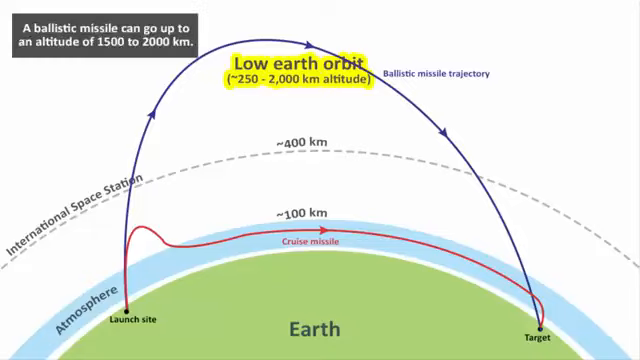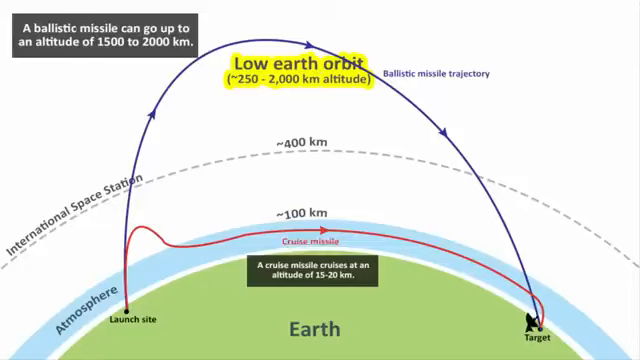A ballistic missile can go up to an altitude of 1500 to 2000 kilometers, which is in the lower Earth orbit. This altitude depends on how far your target is. Based on that, a certain altitude will be needed. On the other hand, a cruise missile can go up to an altitude of a few hundred kilometers or even less. It again has to come down to a low altitude to cruise in the air before hitting the target. Now, ballistic missiles don't have an option of cruising. The International Space Station is located at an altitude of around 400 kilometers. A ballistic missile goes even higher than the ISS, but a cruise missile's altitude is lower than the ISS.